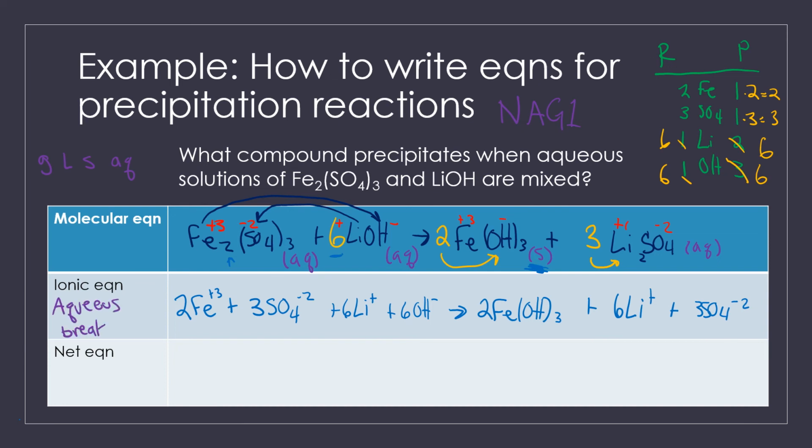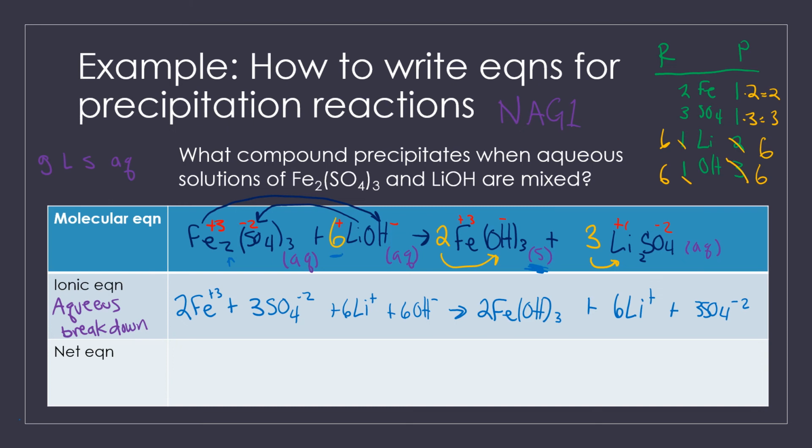Okay, so we're going to think of this as the aqueous breakdown. All right, and so we're going to go through and look at all of these, and anything that is exactly the same on both sides of the equation, we're going to cancel out. So let's start with our iron here. We have 2 Fe plus 3, and over here, it's part of a compound. It is not exactly the same, so we can't cross it off.